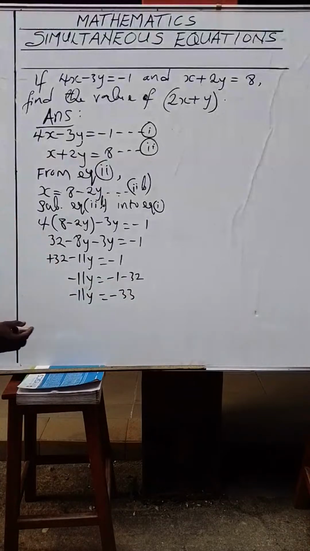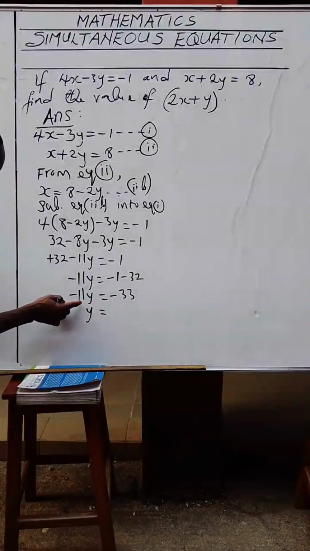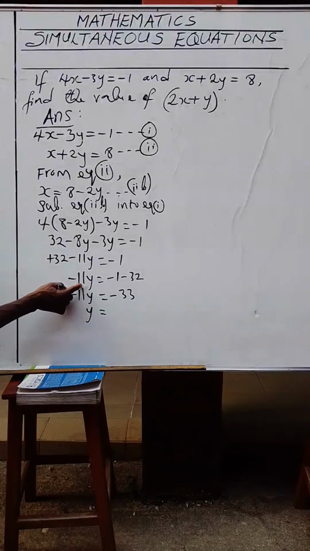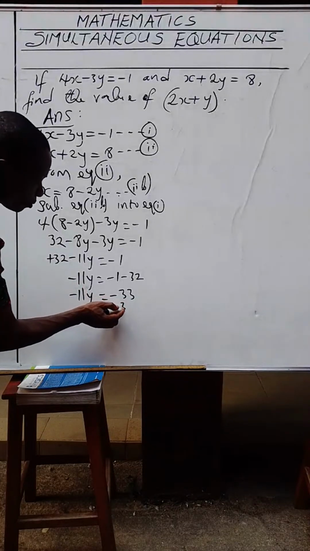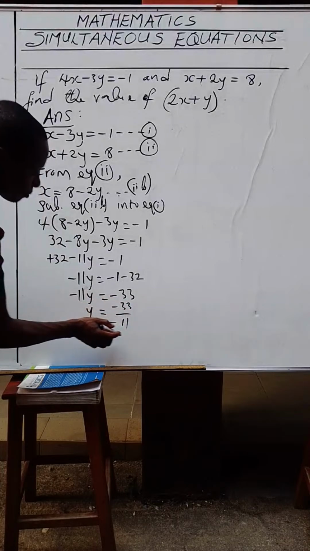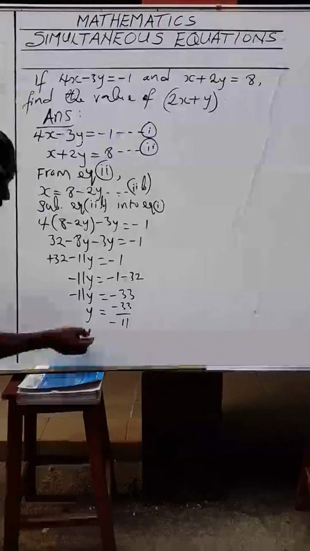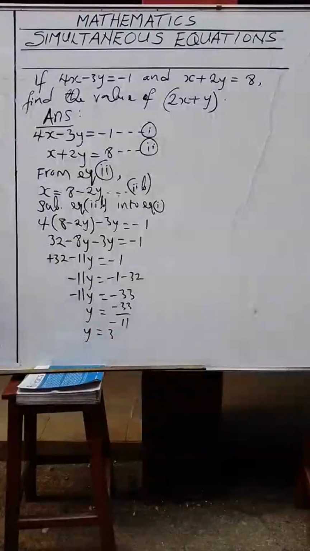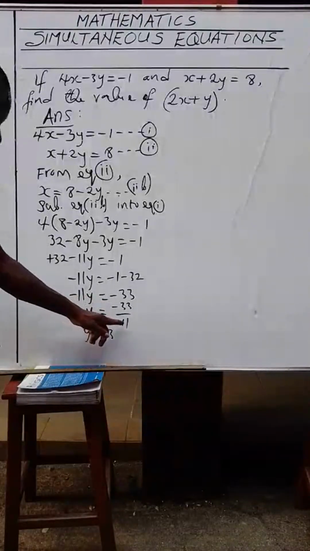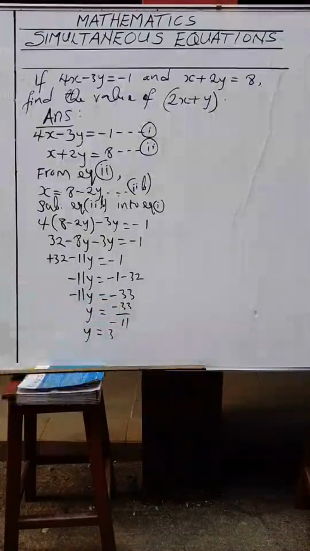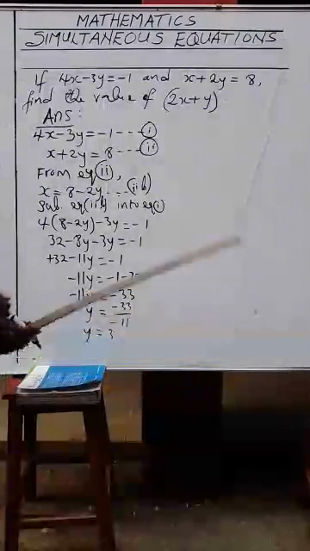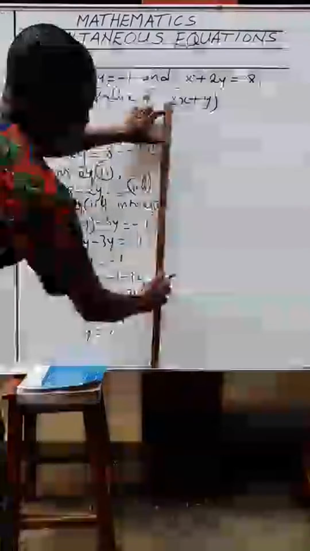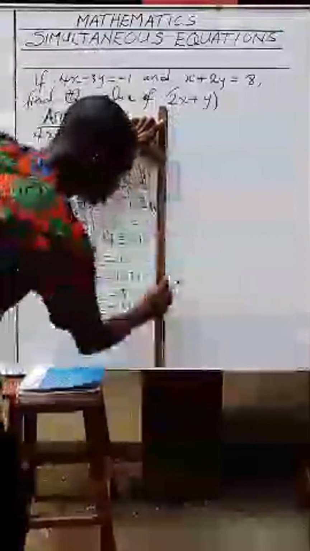That's minus 33. Then y is equal to, we divide both sides by minus 11. If we do that, that gives our y to be 3, because we cancel minus with minus, and 33 divided by 11 is 3, since 3 times 11 is 33. So we have been able to deal with it tactically. Please don't forget that. That's the class tonight. We want to deal with simultaneous equations, or systems of equations, tactically.